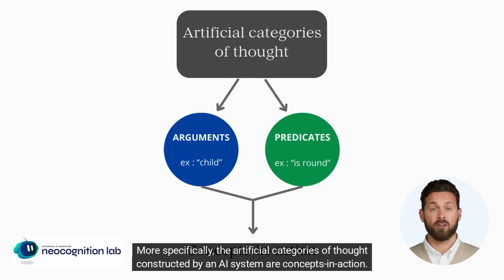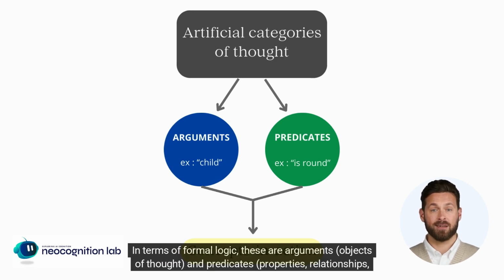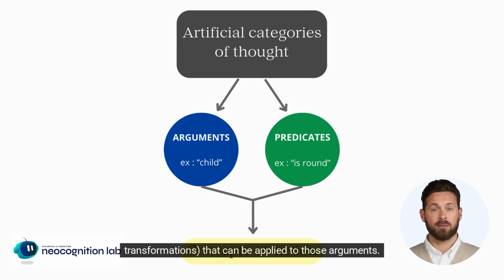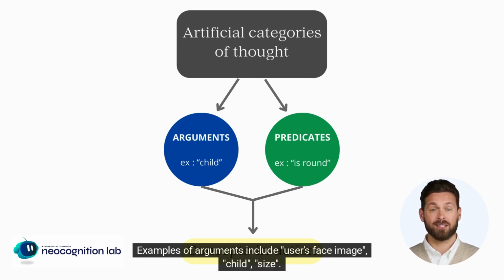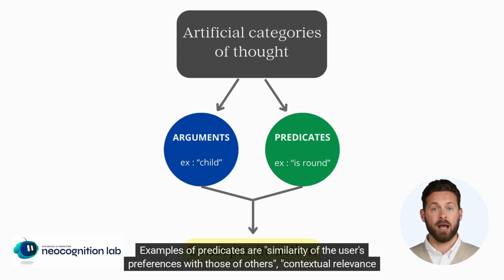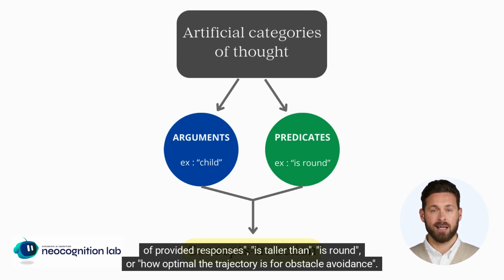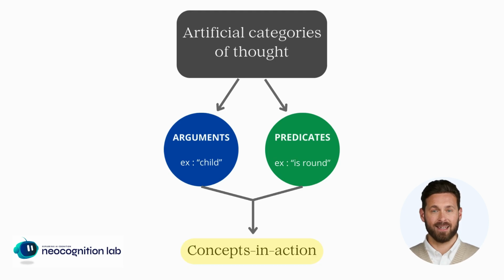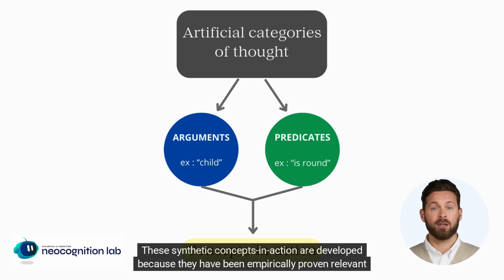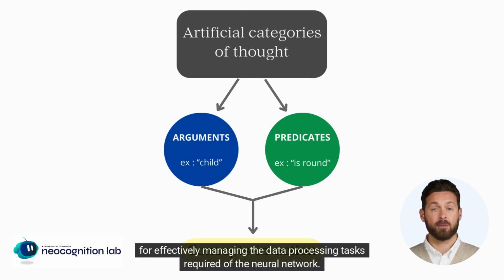More specifically, the artificial categories of thought constructed by an AI system are concepts in action. In terms of formal logic, these are arguments, objects of thought, and predicates, properties, relationships, transformations that can be applied to those arguments. Examples of arguments include user's face image, child, size. Examples of predicates are similarity of the user's preferences with those of others, contextual relevance of provided responses, is taller than, is round, or how optimal the trajectory is for obstacle avoidance. These synthetic concepts in action are developed because they have been empirically proven relevant for effectively managing the data processing tasks required of the neural network.